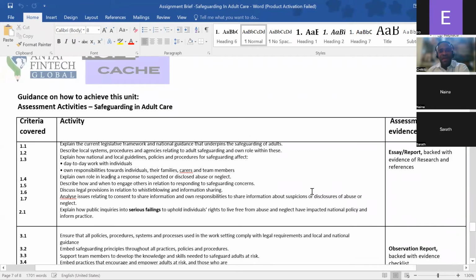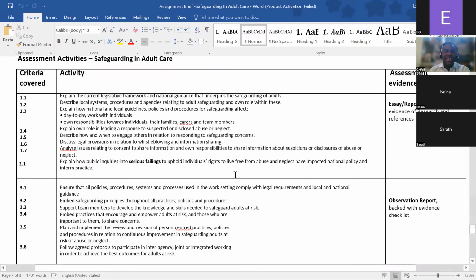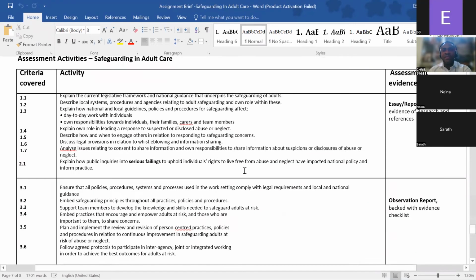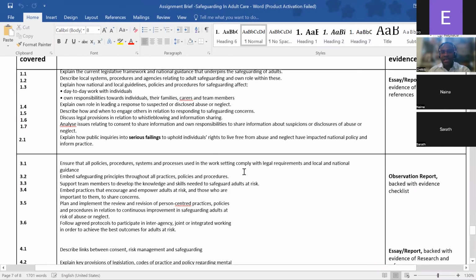The assessment criteria is based on the 7 learning outcomes, but for 2 learning outcomes, you would not write any assignment on them. Those are observations. So that's the good news there. Whatever it is, we don't have to do the assignment on that. I'll show you here. Can you all see the assignment brief?